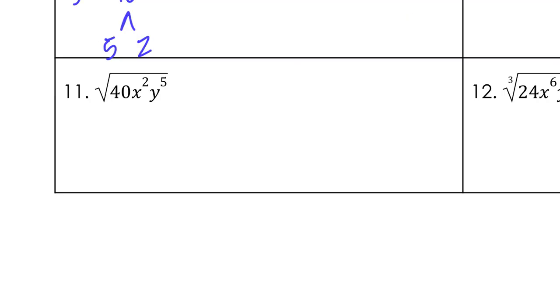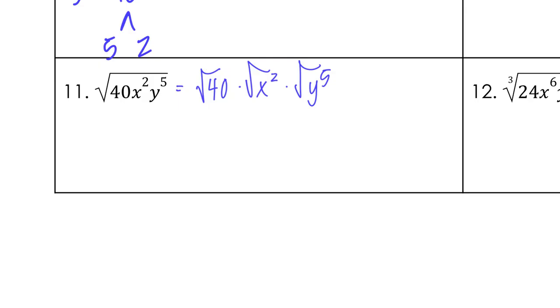Number 11, we have a number, an x, and a y all under the radical. Some different options you don't have to use. I sometimes like to separate them so that I have the number in a radical, the x in a radical, and the y in a radical, just so I can look at them one at a time. That is an option for you. These are all being multiplied together.